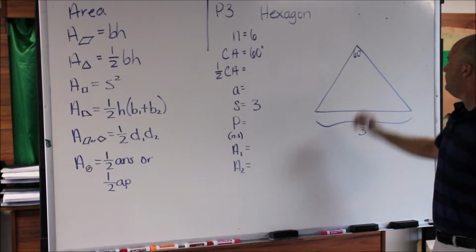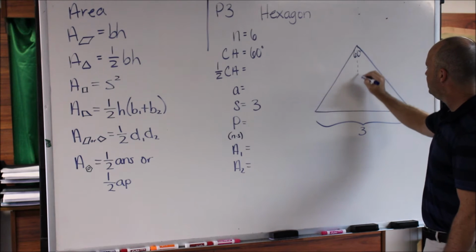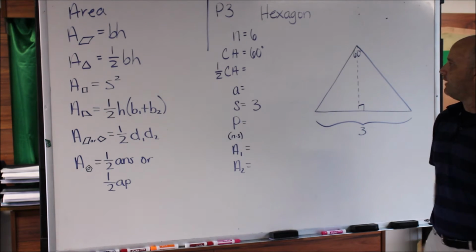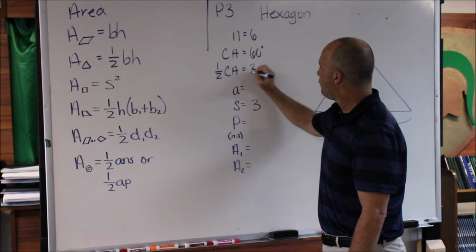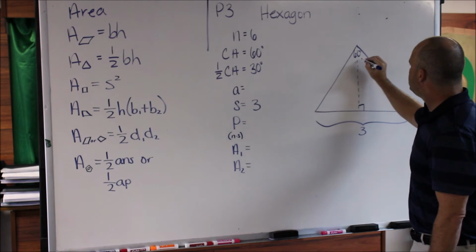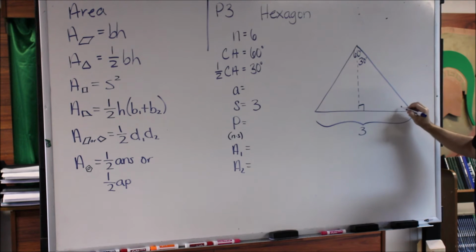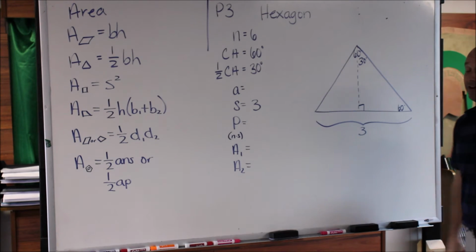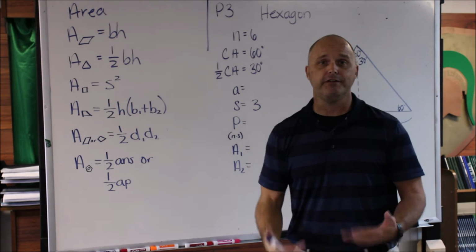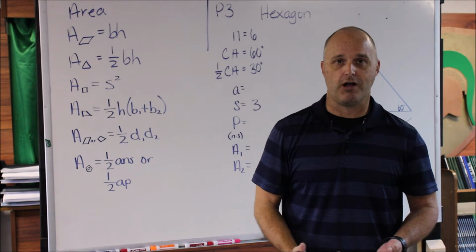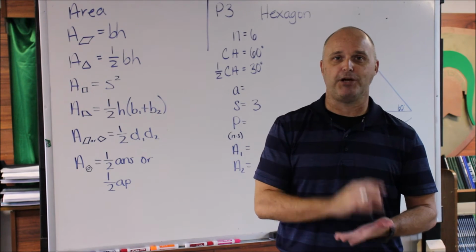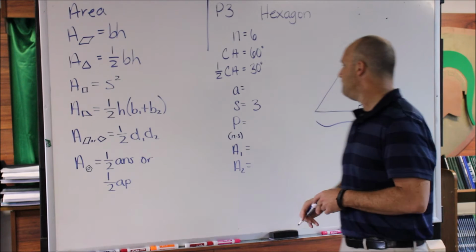We can then very easily figure out the bisected angle by saying 60 divided by 2 is 30 degrees. So what you should notice here is you now have a 30 and a 90, which means that this is a 60 down here. So we have a 30, 60, 90 right triangle. That means we're going to be using special right triangles to solve this problem.